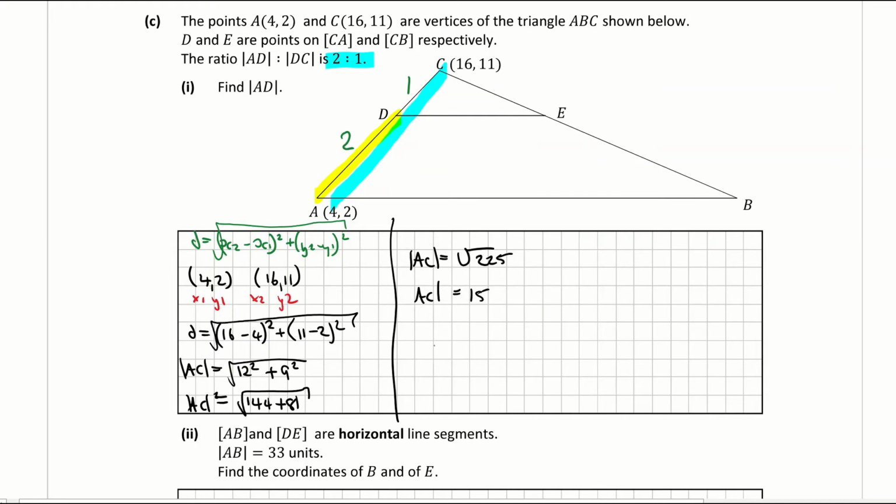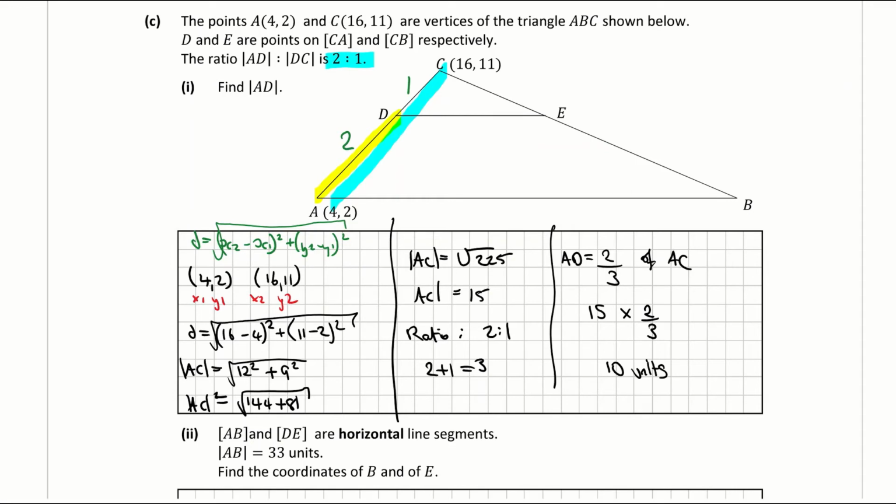Now it's split in the ratio of 2:1, and to get the ratio you add the parts, so 2 plus 1 is 3, and basically AD is going to be 2/3 the length of the line AC. So I'm just taking 15, dividing by 3, multiplying by 2, or 15 multiplied by 2 over 3, which is 10 units in length. Now you could also use the ratio formula from your log tables, but I think using the distance formula is a little bit easier.